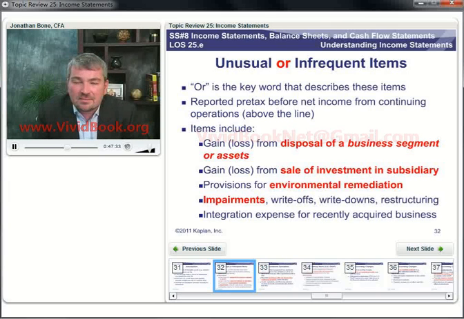Restructuring, so essentially restructuring divisions, any costs involved in restructuring will be unusual or infrequent, and also any integration expenses that you've incurred for recently acquired businesses.